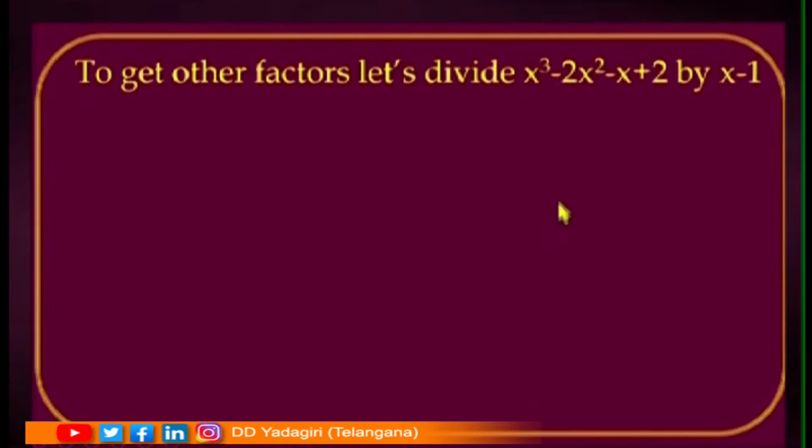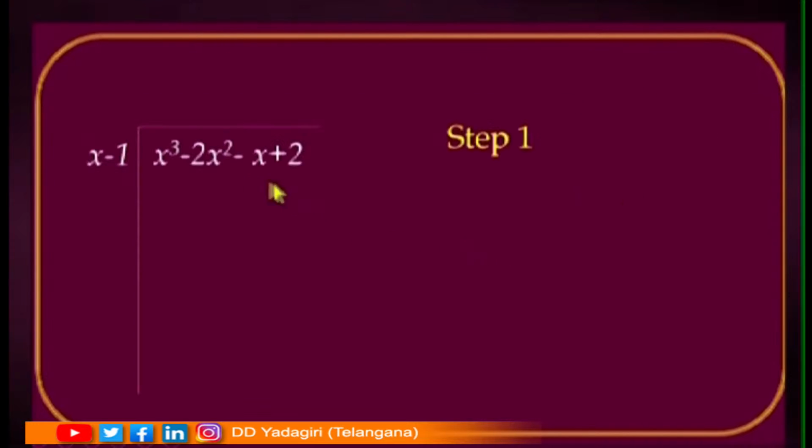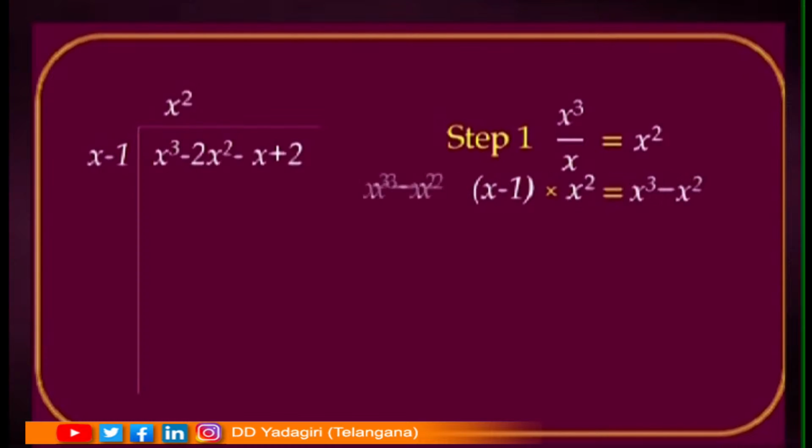To get the remaining factors, you divide x cube minus 2x square minus x plus 2 by x minus 1. x cube minus 2x square minus x plus 2 is the dividend, x minus 1 is the divisor. The first step is to divide x cube by x. You get x square, which is the first term of the quotient. x minus 1 into x square is x cube minus x square. You put it down here. Now subtract. So minus 2x square plus x square is minus x square. Bring the remaining two terms down here.